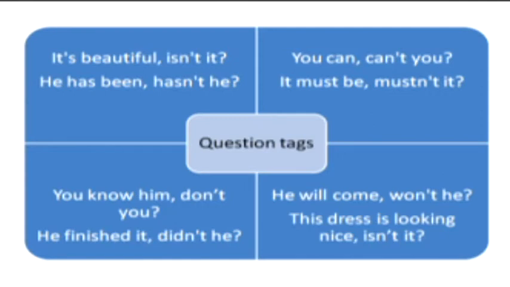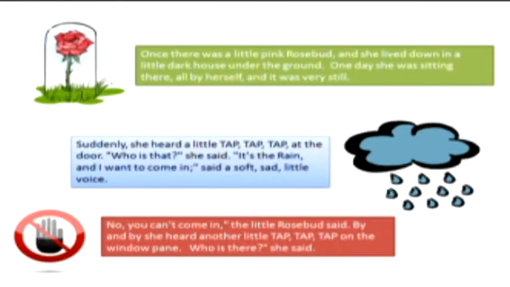As I have already explained to you, see this example. It's beautiful, positive, isn't it, negative. Then you can, can't you, with positive, one negative. He will come, won't he, with positive, negative. This is how question tags are used.